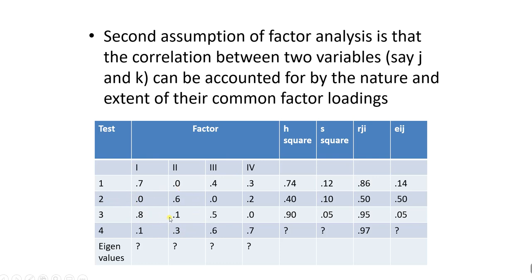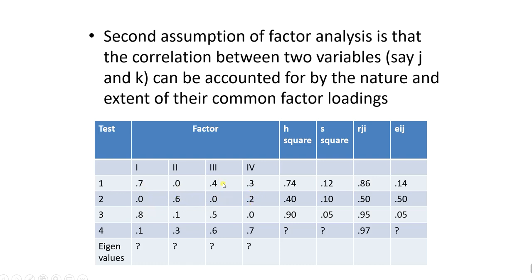Now let me explain how. If we want to know the correlation between variable 1 and 2, then you just multiply the two sets of factor loadings: 0.7 into 0.0 plus 0.0 into 0.6, both will be 0, plus 0.4 into 0.0, again it will be 0, plus 0.3 into 0.2. So this will be 0.06.